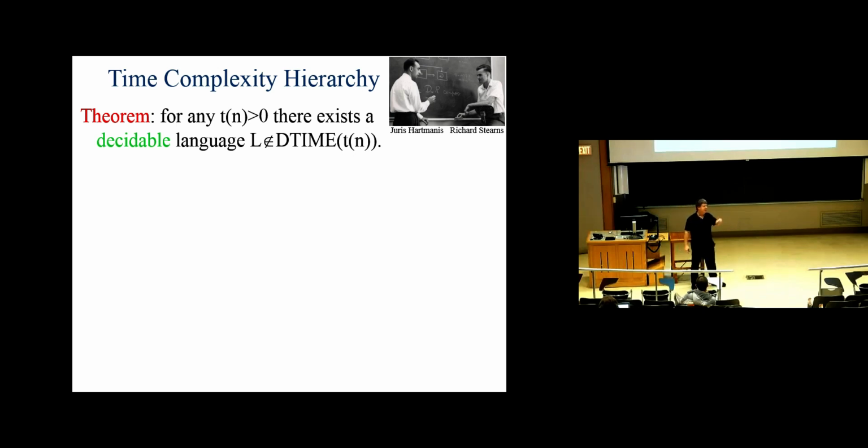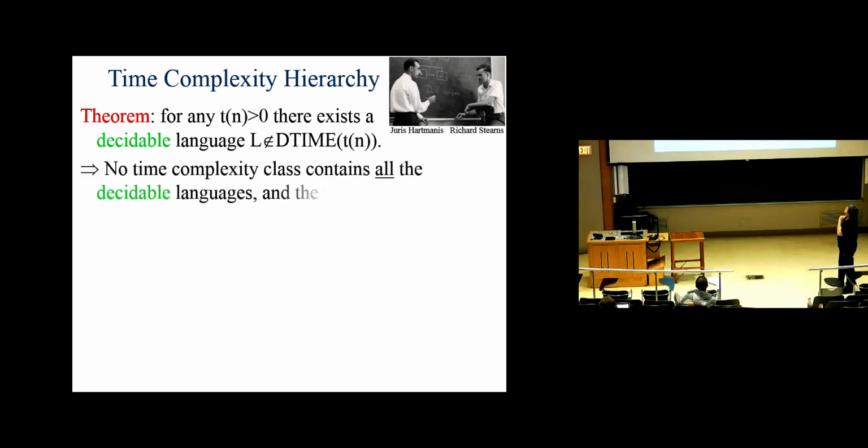So just because there's an infinite number of languages in any class doesn't mean that there are no more languages beyond that class. In fact, there's plenty. The infinite number at every level. So we're about to prove this theorem, actually. So this will start getting into deep water here. What we're saying is that no time complexity class, or space complexity class for that matter, we'll prove that separately, it's a very similar proof, the proof is almost identical, contains all the decidable languages.